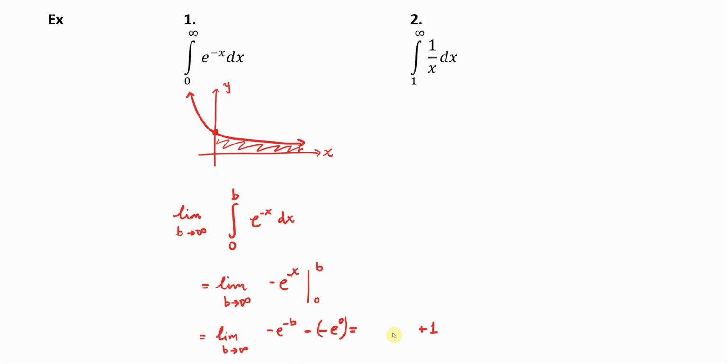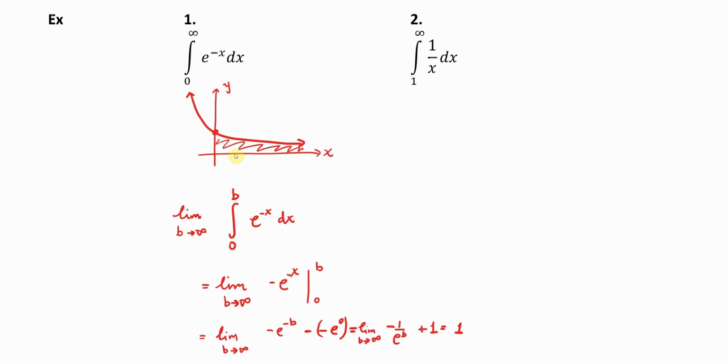I'll write it a slightly different way. This is the same thing as negative 1 over e to the b, and again, we're taking the limit as b approaches infinity. If I put a huge number in here and divide negative 1 by it, I get a very, very small number, so small that it basically approaches 0. So this limit is going to be equal to 0 plus 1.